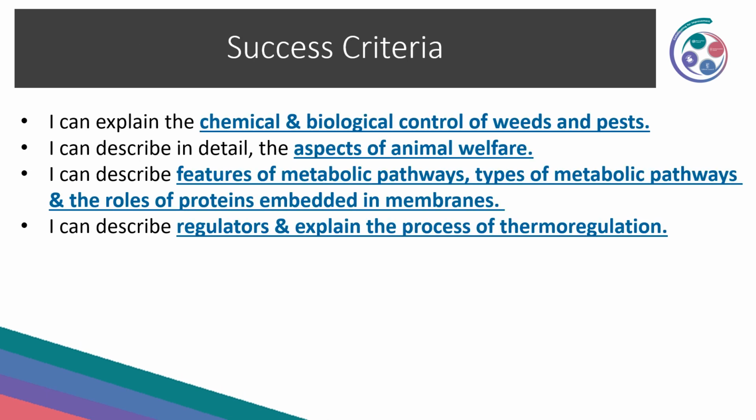In order to achieve these learning intentions, we must meet the following success criteria. I can explain in detail the chemical and biological control of weeds and pests. I can describe in detail the aspects of animal welfare. I can describe features of metabolic pathways, types of metabolic pathways, and the roles of proteins embedded in membranes. I can describe regulators and explain the process of thermoregulation.